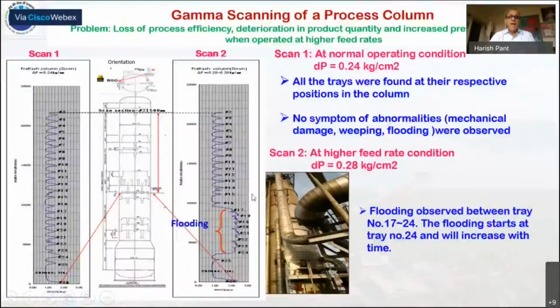So they asked us to carry out the column scanning, and we did the column scanning, and we found that there was flooding taking place at the bottom of the column. You can see here now there is a disturbance in this regular pattern. So here you can see that in the bottom of the column there was flooding taking place. So this is how one can identify the various kinds of problems using this gamma scanning technique.